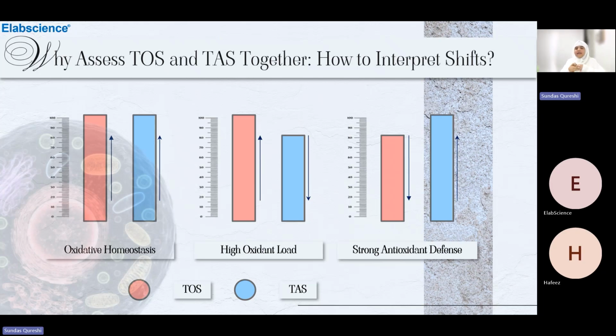For example, an increase in the oxidative load with a simultaneous decrease in the antioxidant defense, or a mismatch ratio where one changes before the other. So observing these patterns together helps us understand the real impact of oxidative stress on tissues and cells. This integrated approach provides mechanistic insight, makes our conclusions more biologically relevant, and helps us connect the redox changes to the functional outcomes.